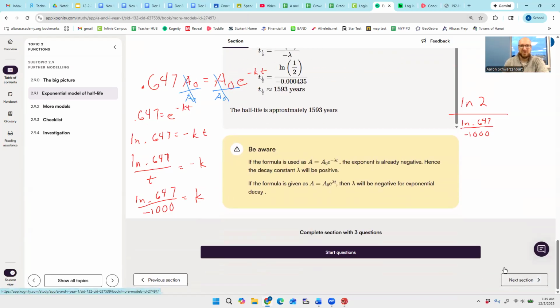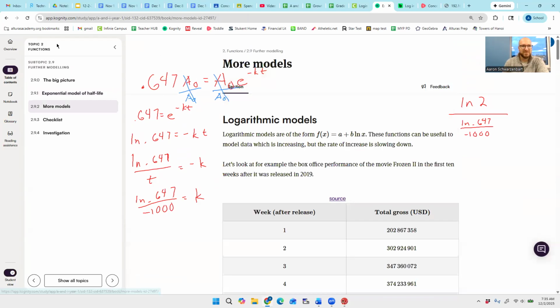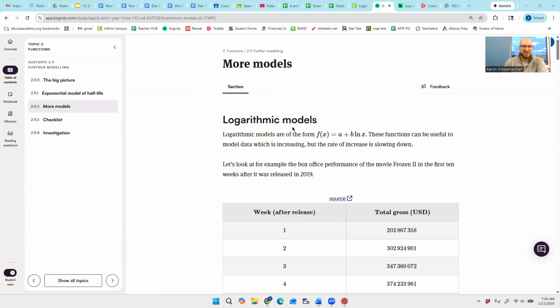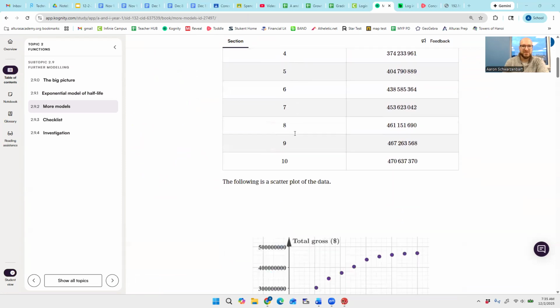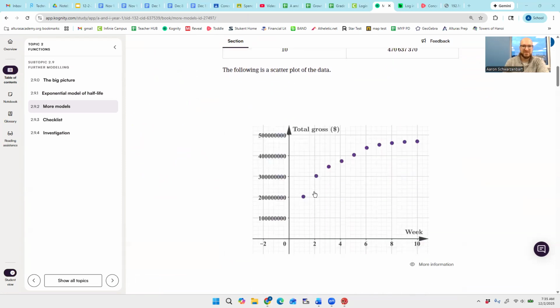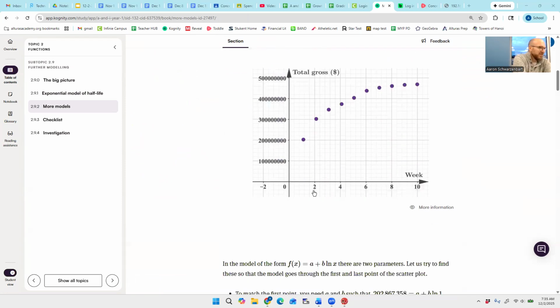Okay, more models, different types. There are logarithmic models. Here we've got a bunch of data, and we can tell that it makes a generally logarithmic shaped graph on the scatter plot.